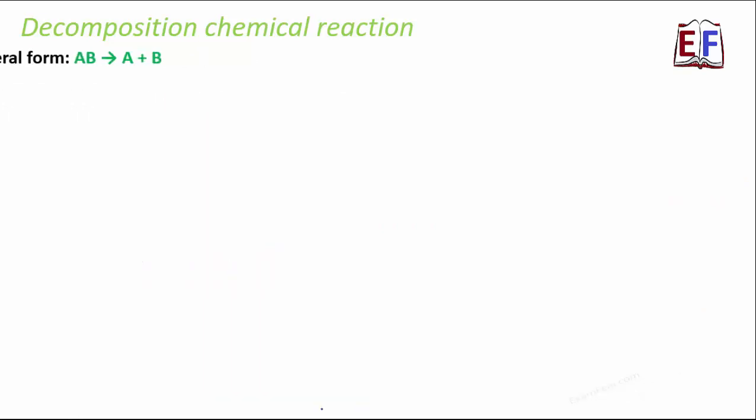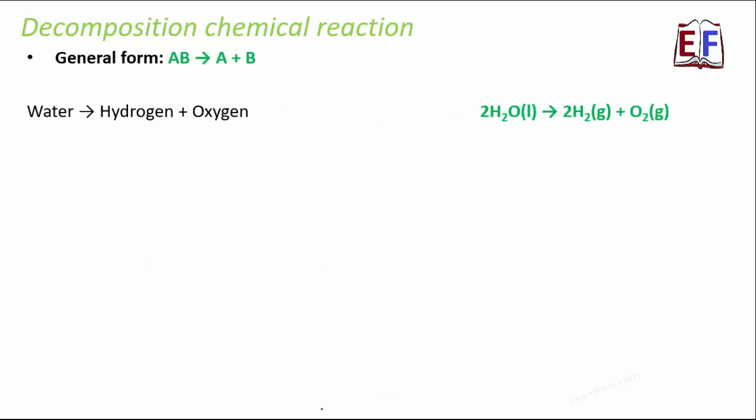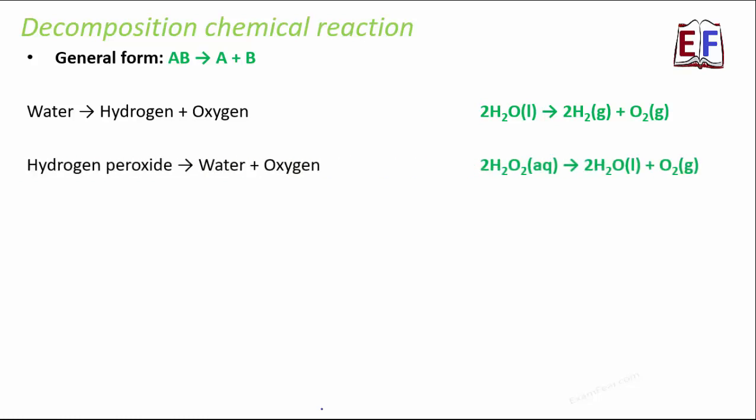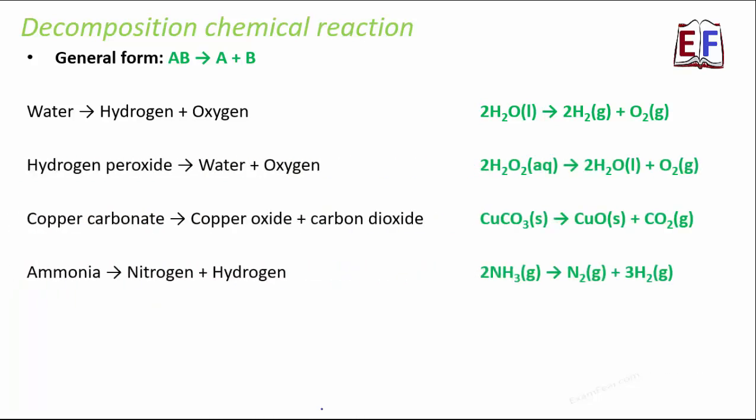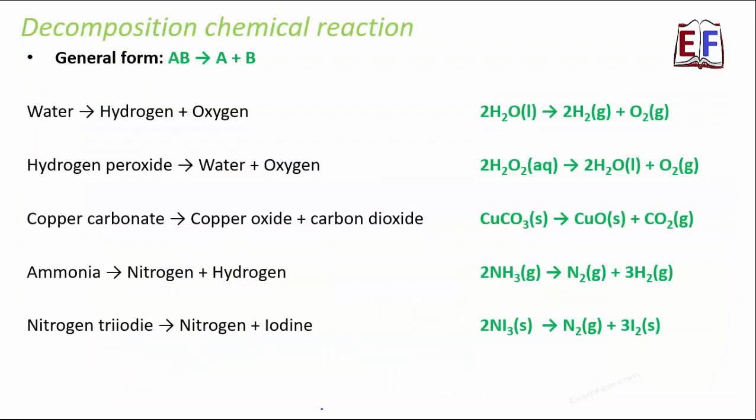Some examples of decomposition chemical reactions are as follows. As I said, they go exactly opposite of the combination reaction. You can see that when water splits to form hydrogen and oxygen, that's a decomposition reaction. When hydrogen peroxide splits to form water and oxygen, that's a decomposition reaction. When ammonia splits to form nitrogen and hydrogen, that's a decomposition reaction again. So all of these are examples of decomposition reaction.